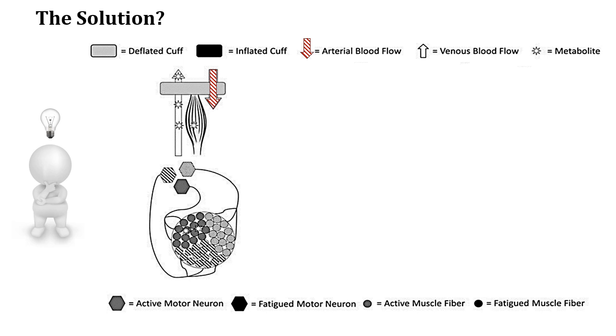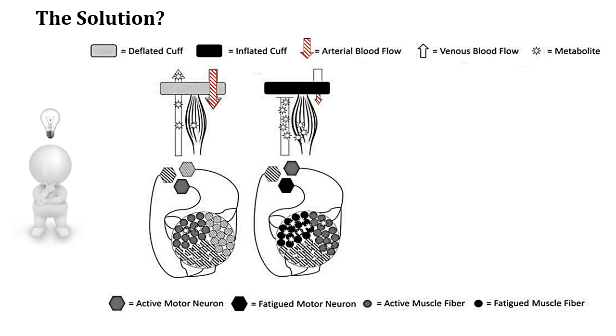The arterial flow is demonstrated by the candy cane striped arrow, and then the clear white arrow shows the venous flow back. And then you have a cross section of a muscle that shows the little different circles. So the grayish circles are the active muscle fibers, or motor units, you could think of them as well. And then you have the different motor units that are associated with that. So the active versus partially active, and then the inactive motor units. And then the little stars indicate the metabolites.